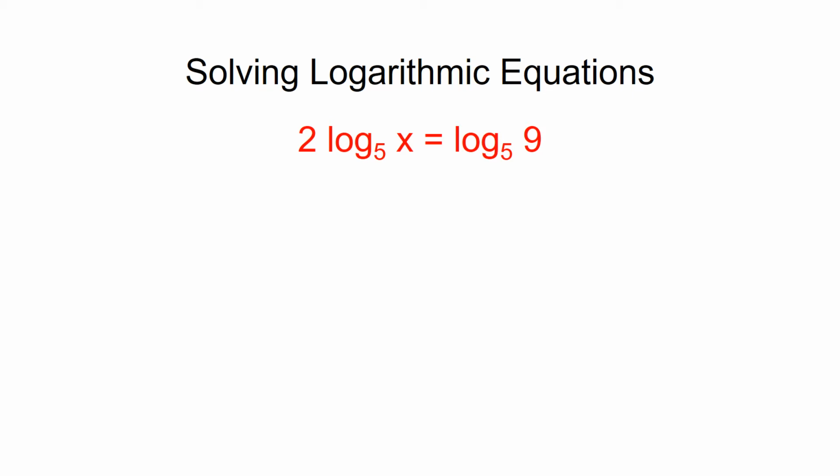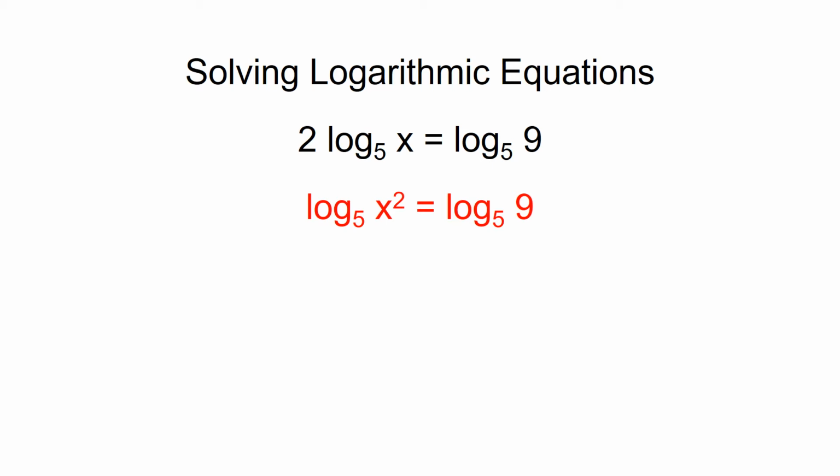Next, we look at an equation where, again, we'd like to know what x is, and now we have 2 times log base 5 of x is equal to log base 5 of 9. We take the 2 that the log base 5 of x is multiplied by and put it inside the argument of the log function on the left side of the equation.